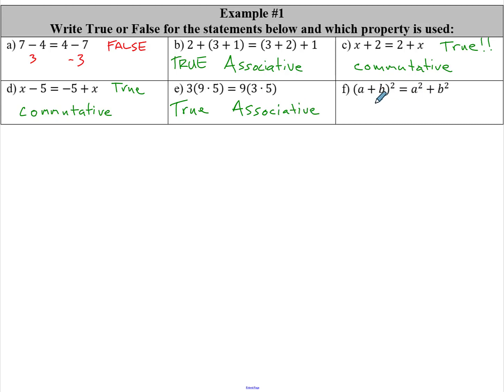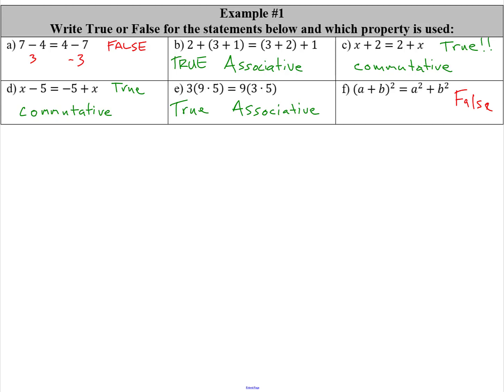And what about this one? This is saying the quantity of a plus b squared. So this is our combination of a plus b squared, and this one is telling us a squared plus b squared is what it is equal to, and that is actually false. A plus b squared is not a squared plus b squared, and you guys will see that here in a little bit when we start doing some more of these problems.